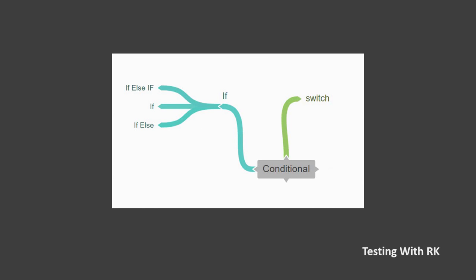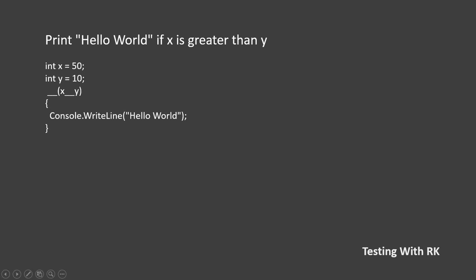Okay, on that note, I have got some quiz here, some tests, just to recap what we have learned so far. The first one we have is: print hello world if x is greater than y. So int x equals 50, int y equals 10, and then this. I want you to fill in the blank so that hello world is printed on the console. Pause the video, play it again when you're ready.